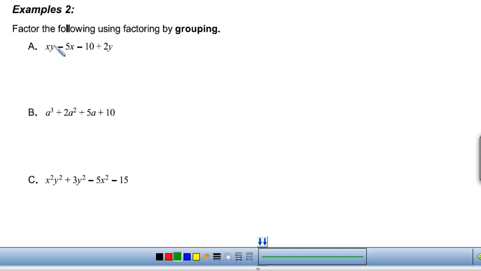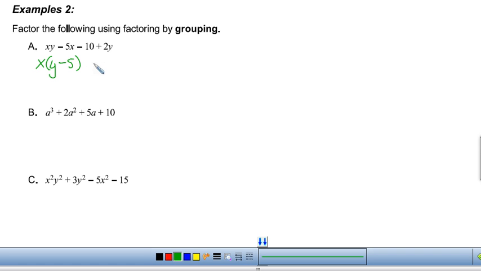But if you look at them as pairs, you will see that in the first pair, you can divide out an x. When I divide x out of these two, I get y minus 5. And our goal is to get a y minus 5 out of the other pair, because if I can get a y minus 5, then I can do like we did in the previous example on the other video, and factor out the y minus 5s.